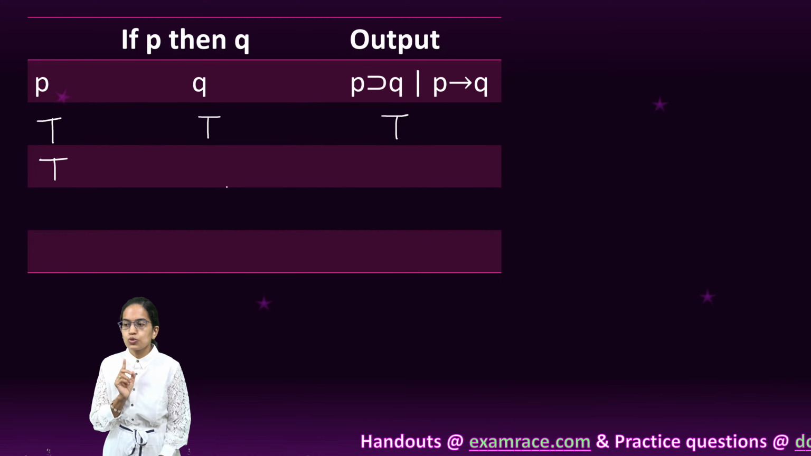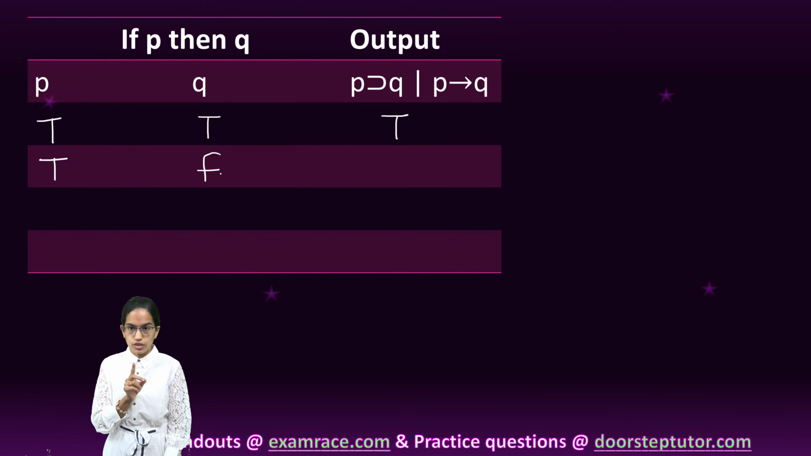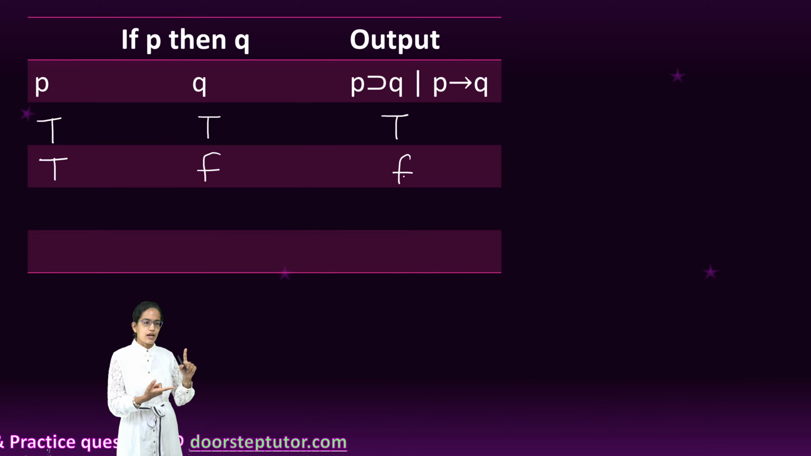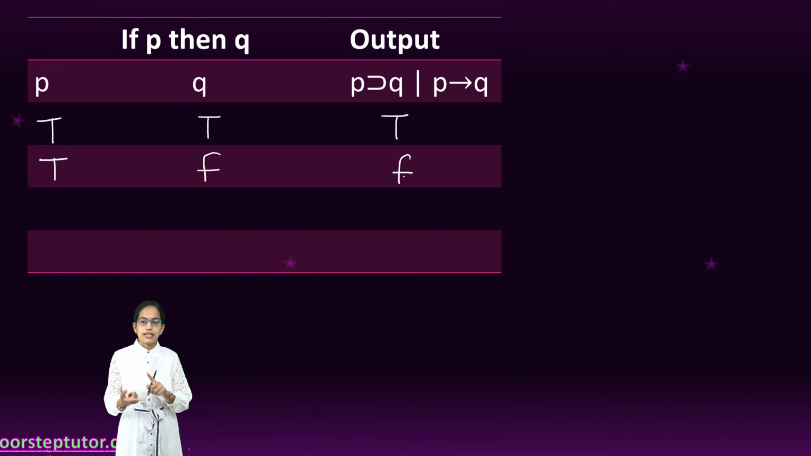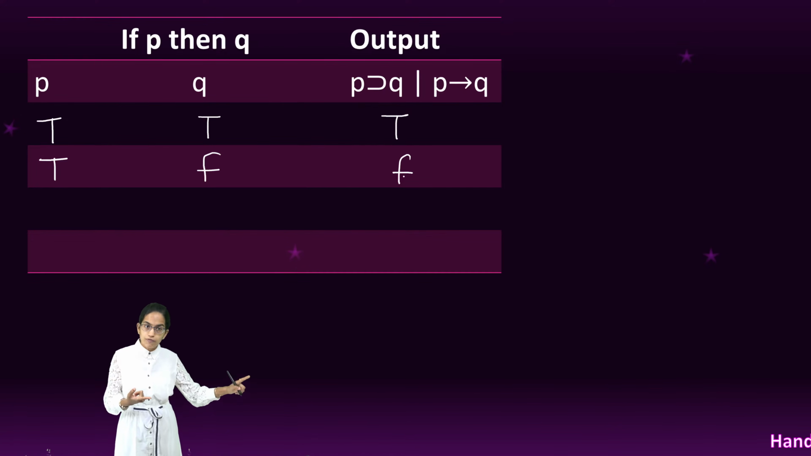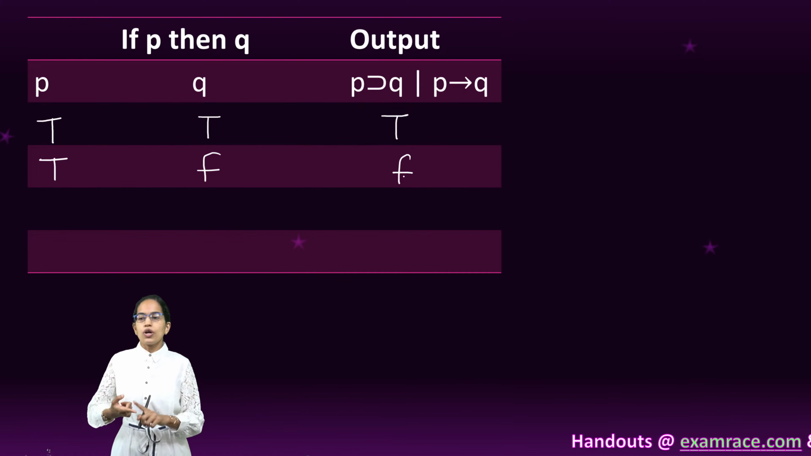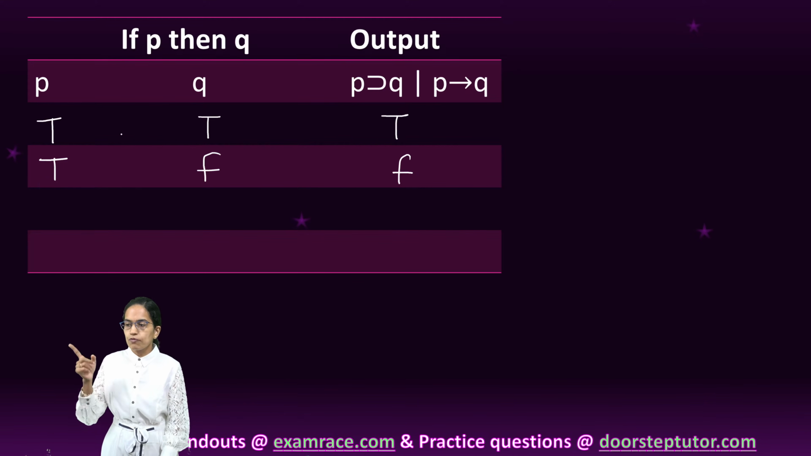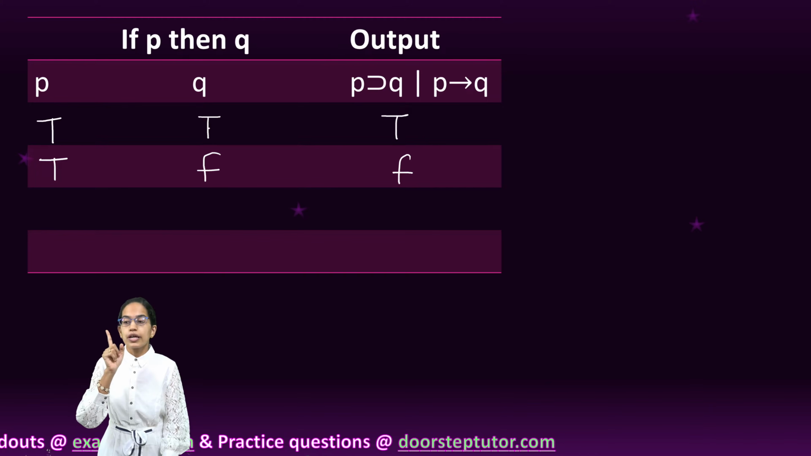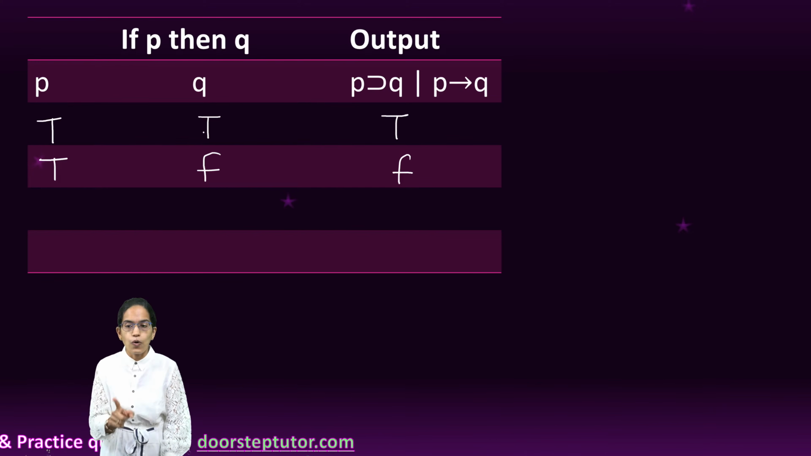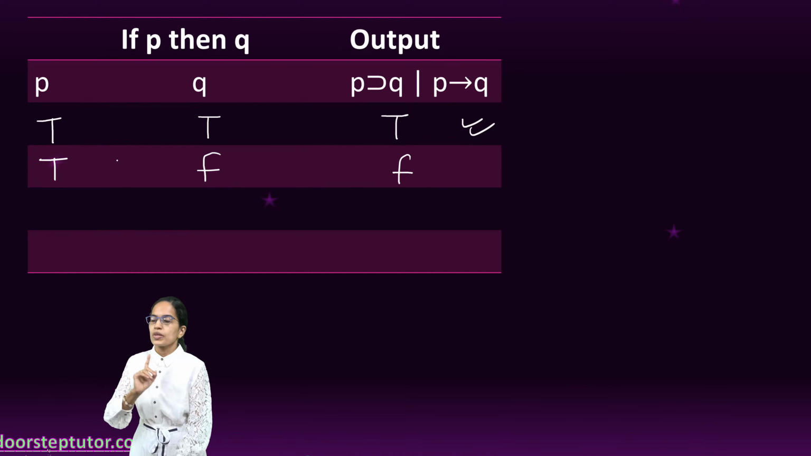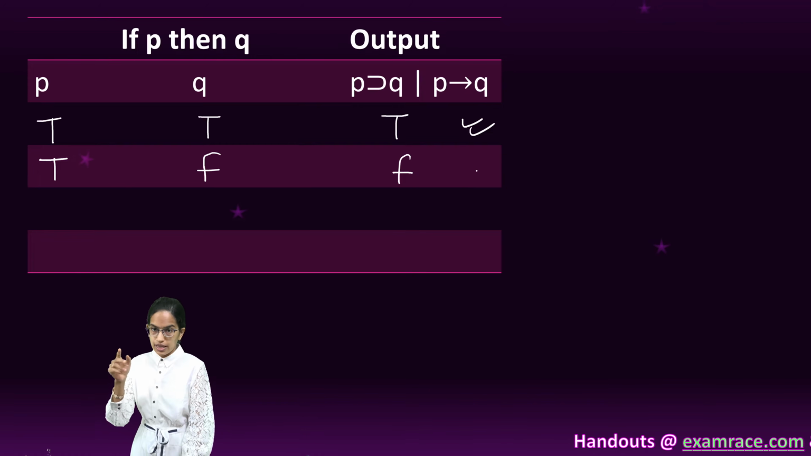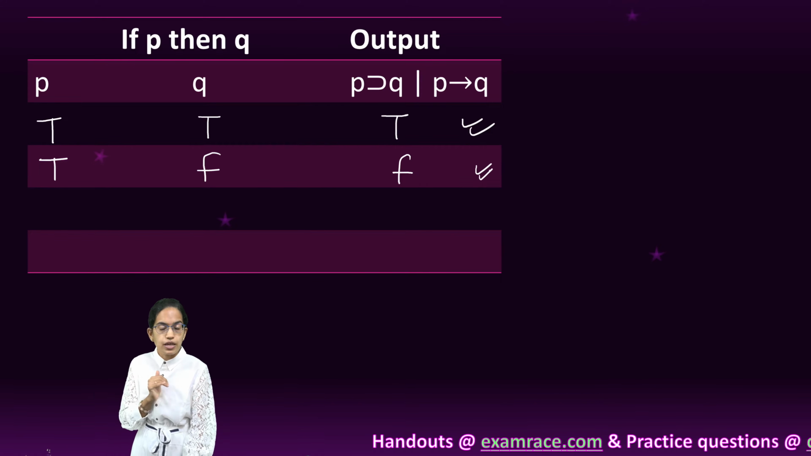If my P is true and Q is false, then my output is false, because I am squarely saying if you pass the exam, you will get the job. So then I cannot say if you pass the exam, you will not get a job. That is a false statement, false output. If you pass the exam, you would get a job. That's a 100% sure thing. So if P is true, Q has to be true by all means, and therefore my output is true. If P is true, then Q cannot be false, and if Q is false, my output would turn out to be false.